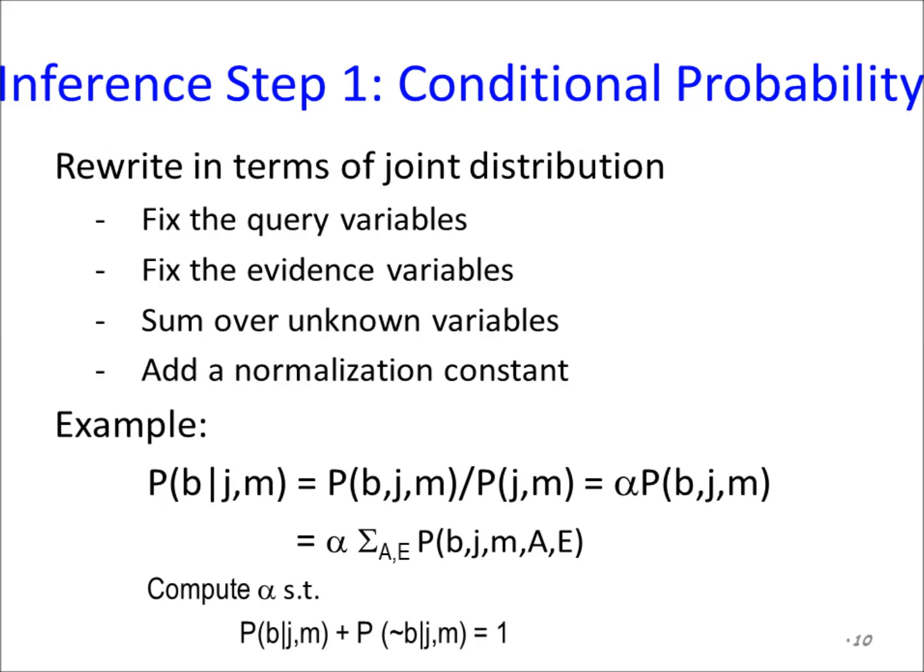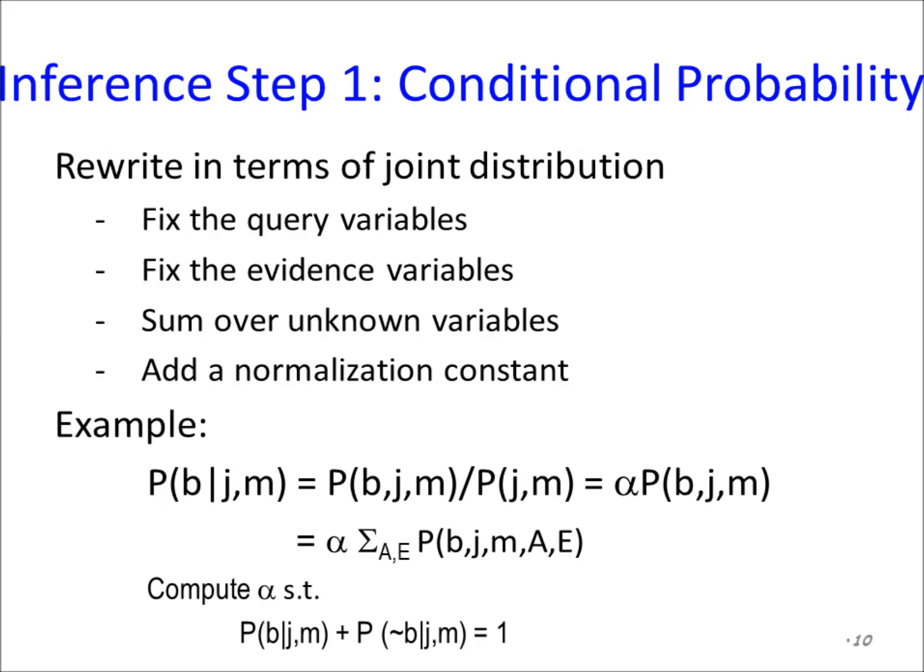And now P(B, J, M) is nothing but, using the same idea, a sum over A and E of the joint probability distribution. So essentially what we have done is that we have taken either the marginal or the conditional and rewritten it as a sum over some variables of a joint probability distribution, with a possible normalization constant.